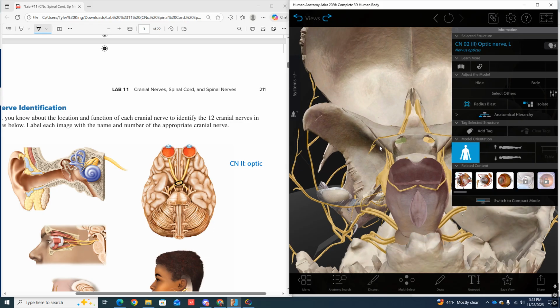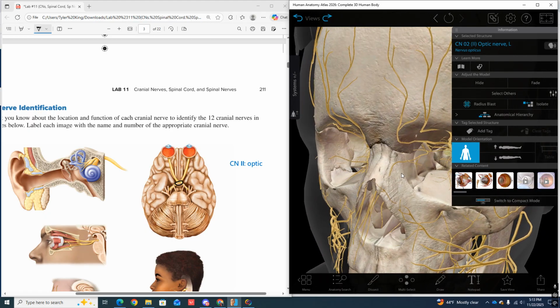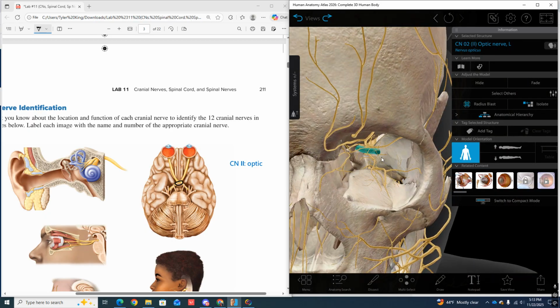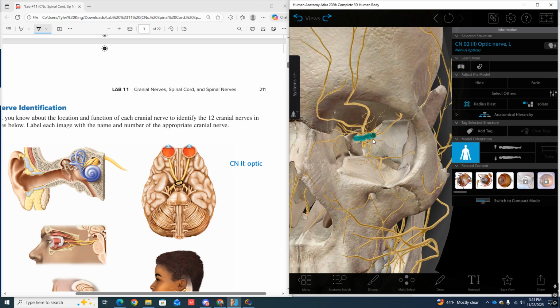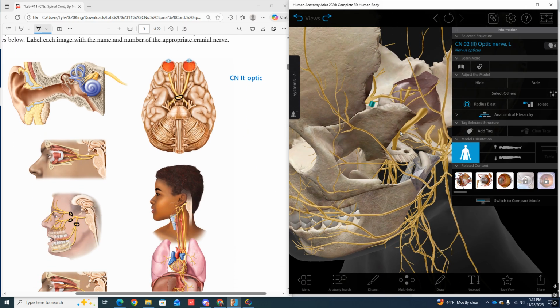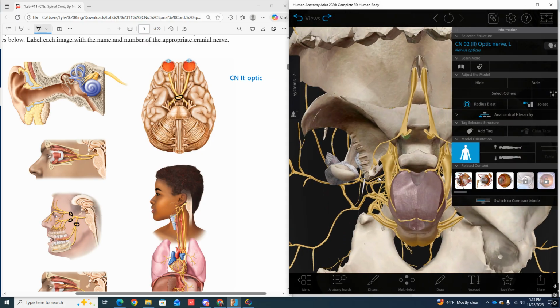So if I keep this guy highlighted, I'm going to rotate it all the way around. We can see how that nerve comes right to where that eye socket is, okay, and where the eye would sit. Allows us to be able to see, allows you to be able to watch the video that you're listening or watching right now, okay? So very, very important nerve, okay? Optic.